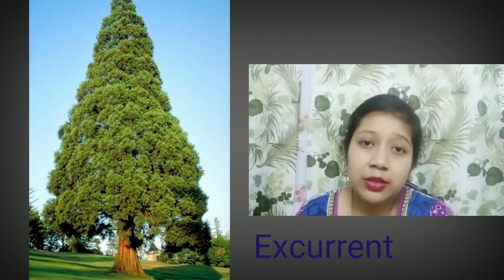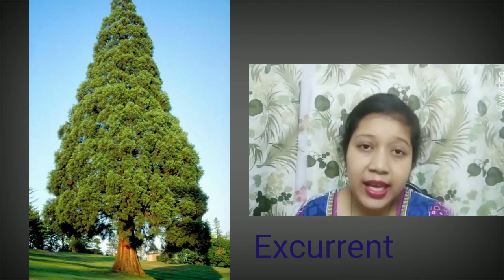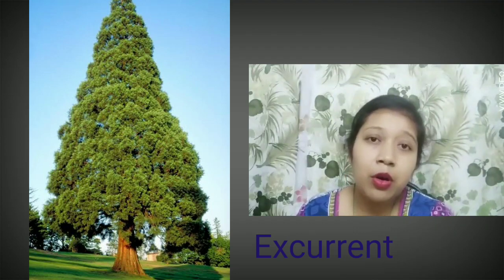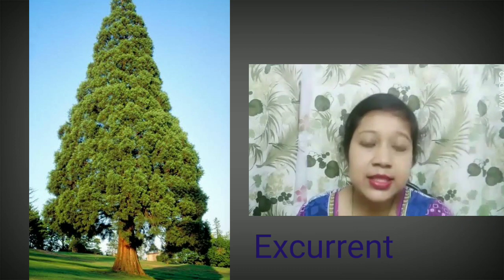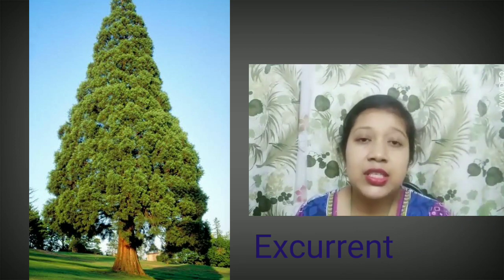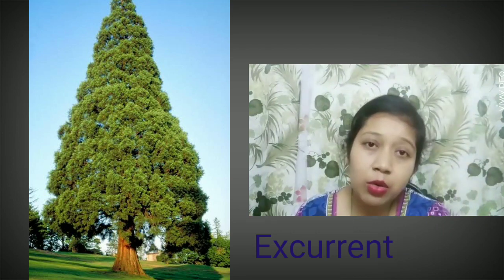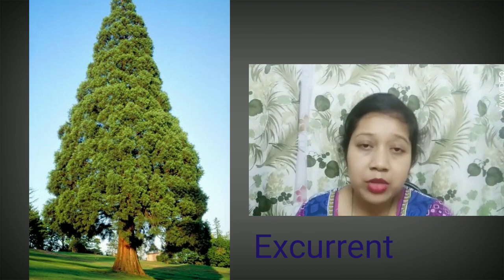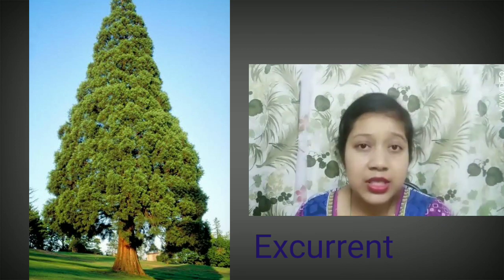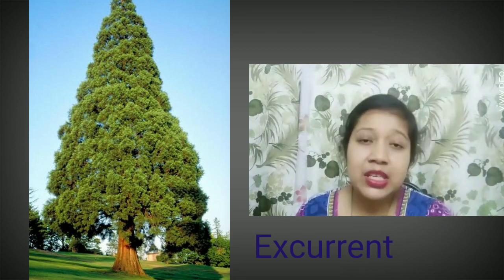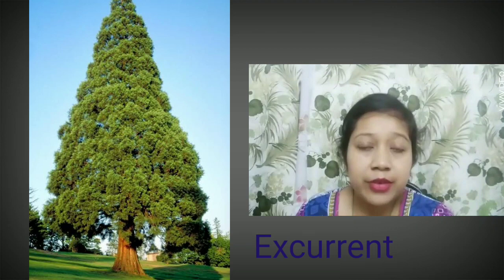In that case, they grow their stem right from the base, and it takes the shape of a cone. That means as the stem grows in length towards the upper part, we find the younger branches, and towards the lower part we find the older branches, and that is why it takes the shape of a cone. Such type of stem, or the erect stems, is called the excurrent one.